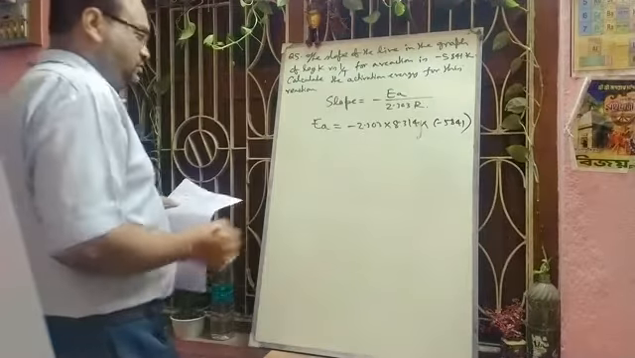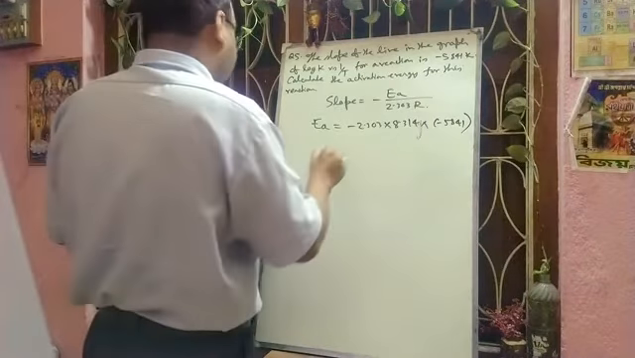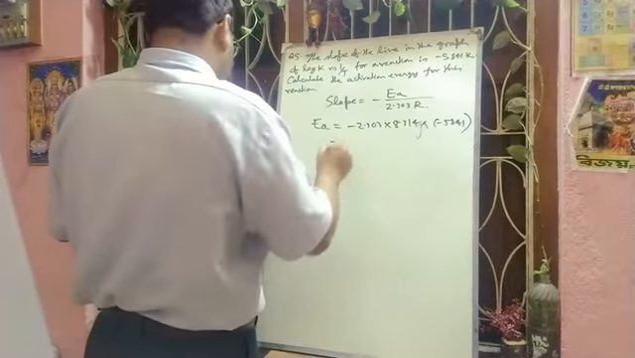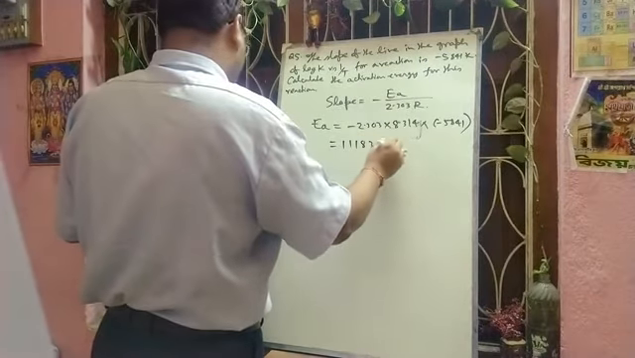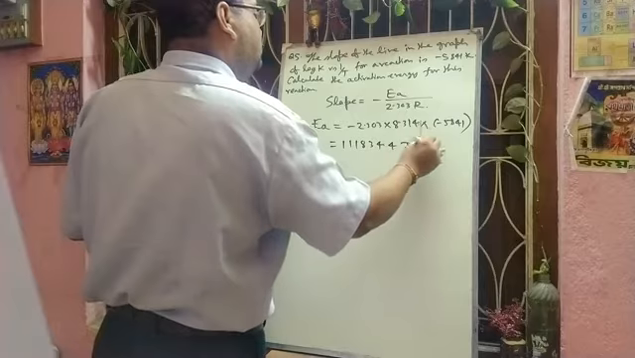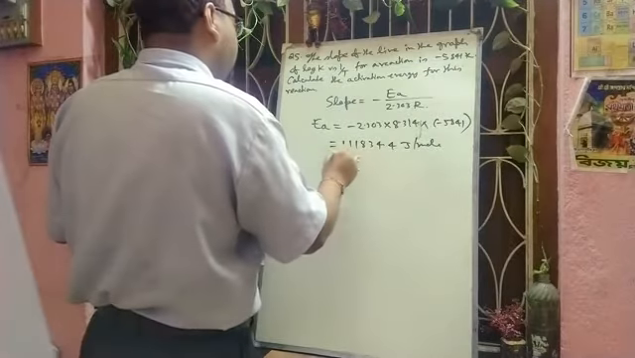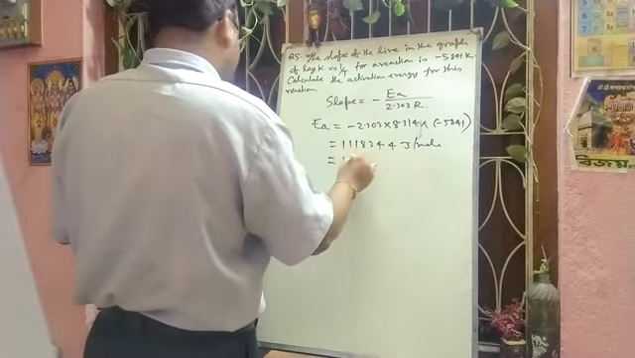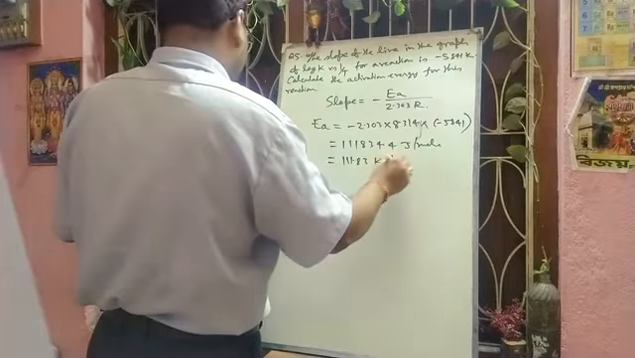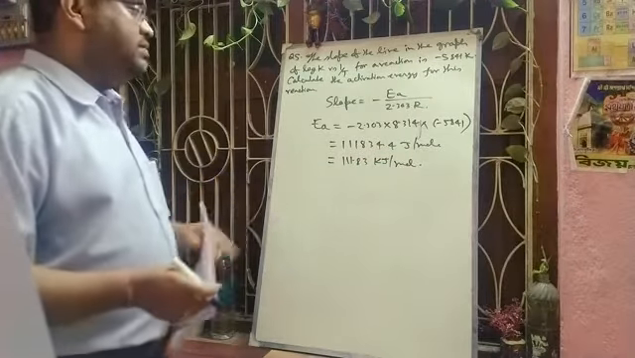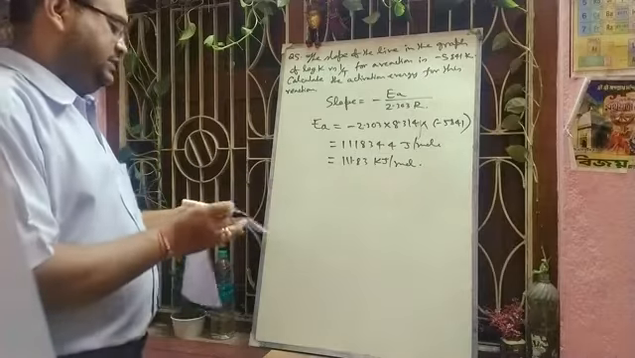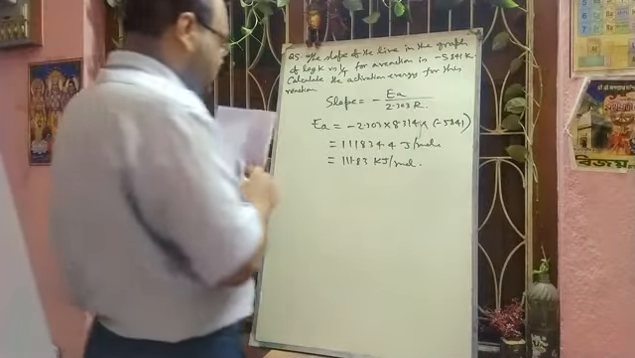Okay, so if you calculate, you will get the value 111,834.4 joule per mole. So it will be 111.83 kilojoule per mole. That will be the answer of this question. So in this way, you will be able to calculate the activation energy. Next, we will discuss question number 6.